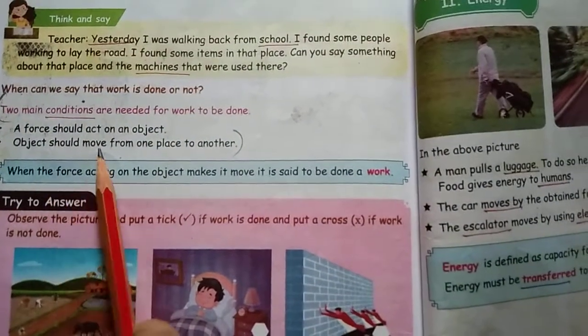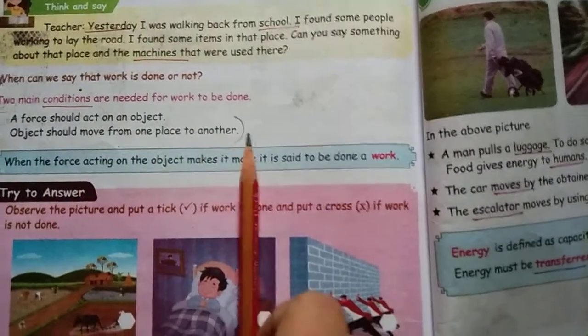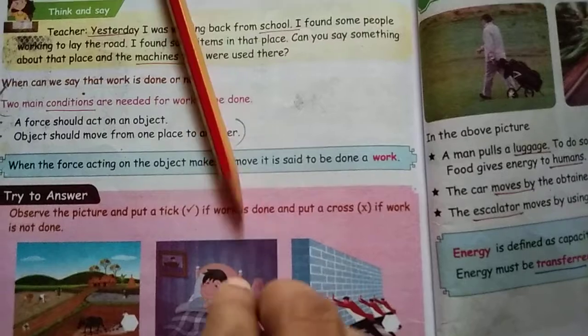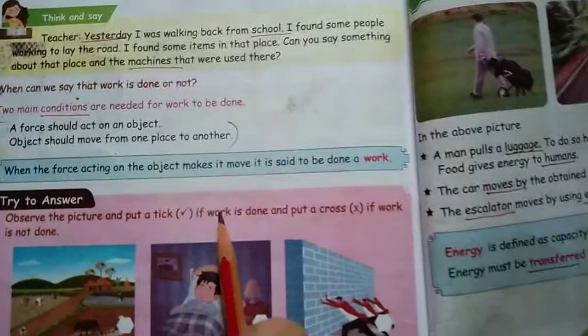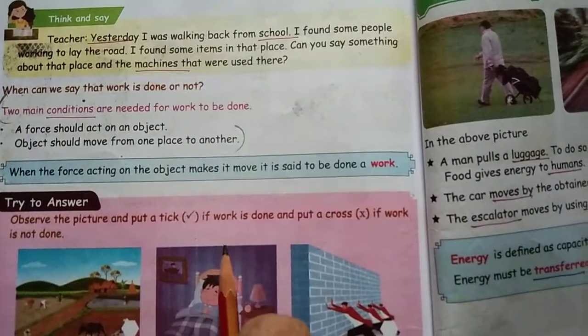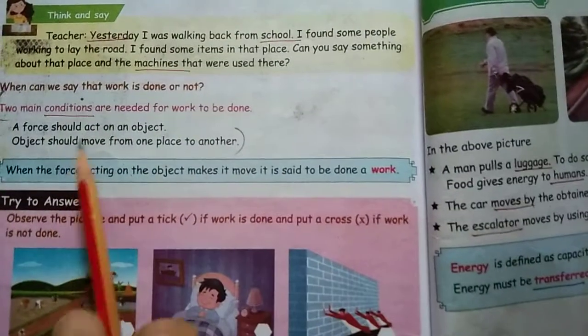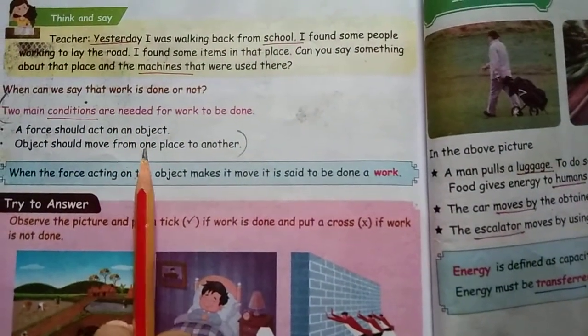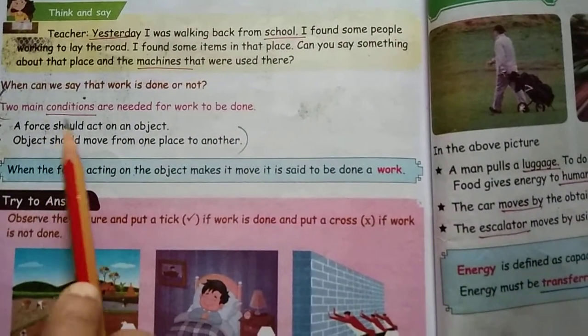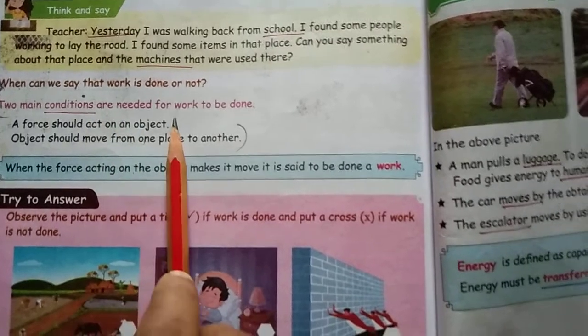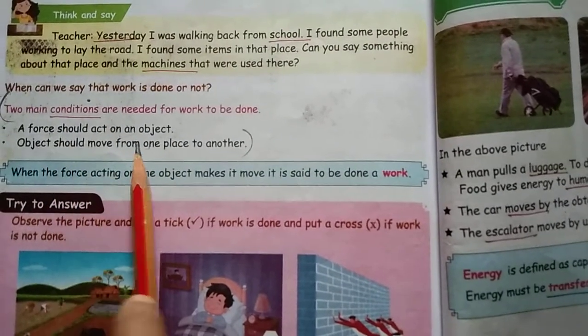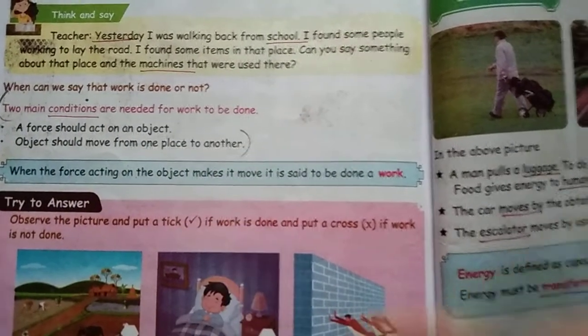Next, the object should be moved from one place to another. So I am just pushing. See, the pencil is here. After I applied a force, the pencil has moved to here. So the two main points: one is force should act on an object. Next, the object should move from one place to another.